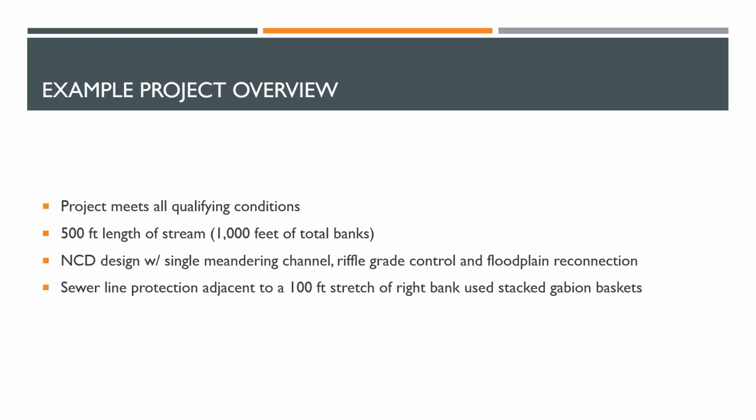Now while this practice is meeting all those qualifying conditions, you're looking at functional uplift, you're looking at your nutrient and sediment reductions, you're looking at habitat and biological factors. So you're doing a comprehensive approach, but you do have a sewer line that runs adjacent to about 100 feet of the right bank. And so your designer brought in some harder gabion baskets to protect just that 100-foot stretch of the project.